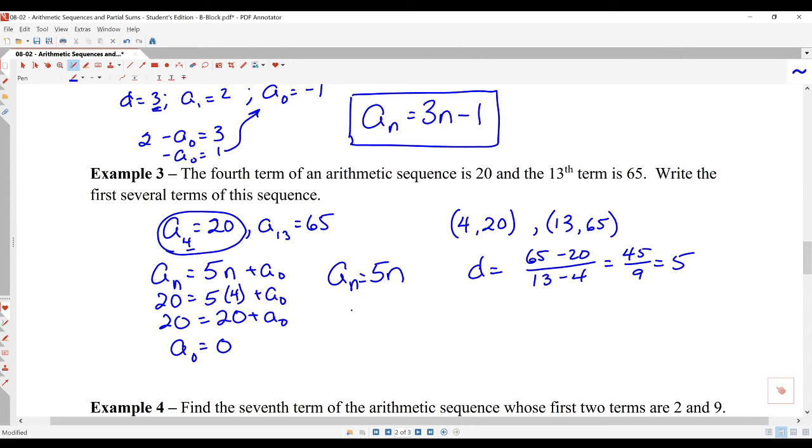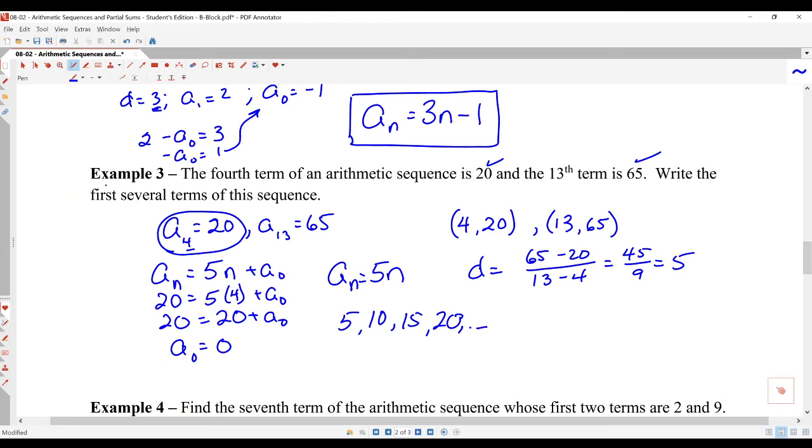So now let's write the first 5 terms of the sequence. Plug in 1, we get 5. Plug in 2, we get 10. Plug in 3, we get 15. Plug in 4, we get 20, which checks out. Plug in 13. 5 times 13 is 65, so that checks out. So we could continue that pattern.